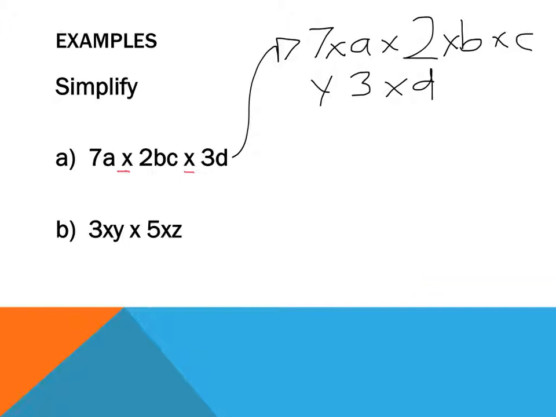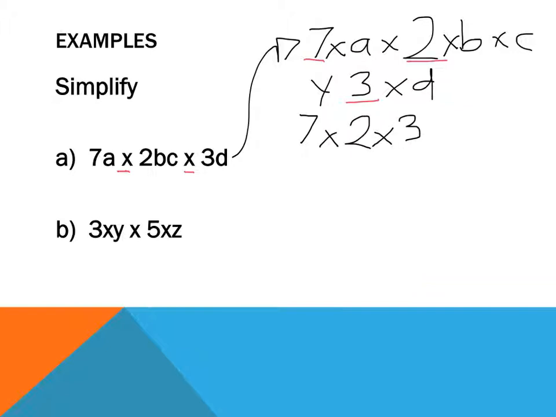The first thing I do is I highlight my terms that are the same. Now I've got a 7 as a constant, a 2 as a constant, and a 3 as a constant. Okay, I'll highlight those terms and I'm going to rewrite them. So I'm going to write this in a different order. 7 times 2 times 3.